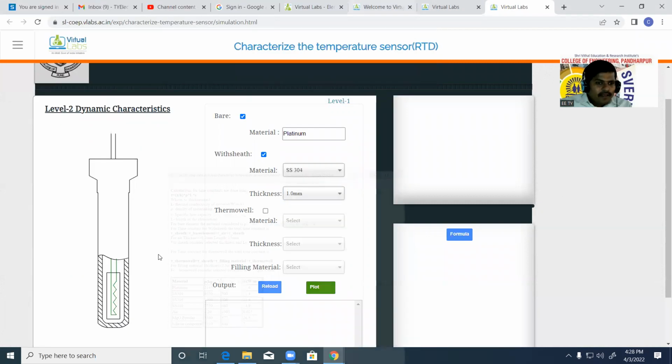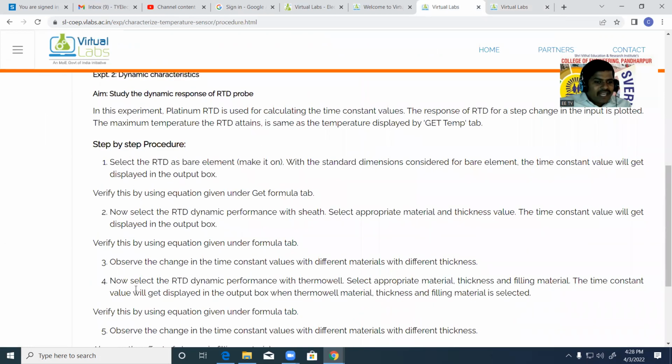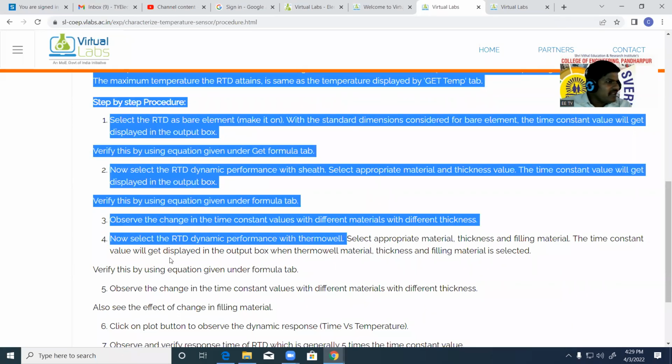Now see, if we are using one sheath around that material or around that sensing element. Now see, next one similar to that. Next one, if we are considering, now select the RTD dynamic performance with thermowell. Okay, what is thermowell?